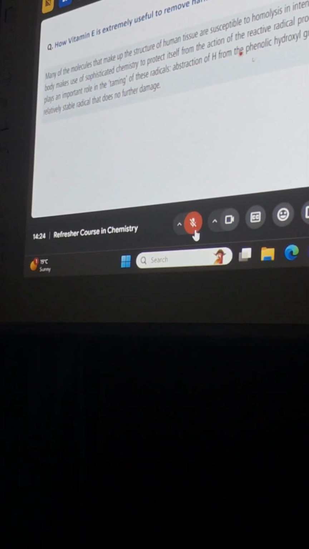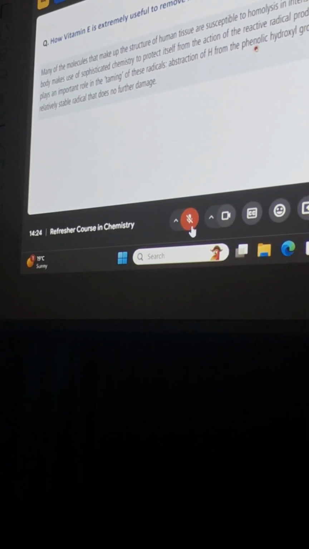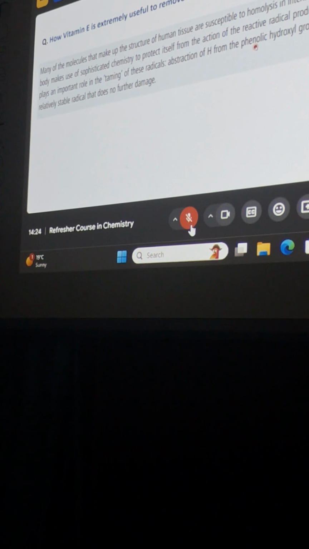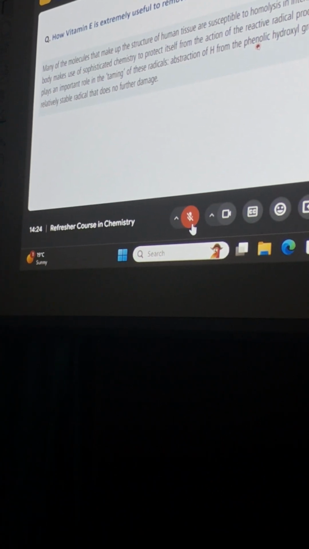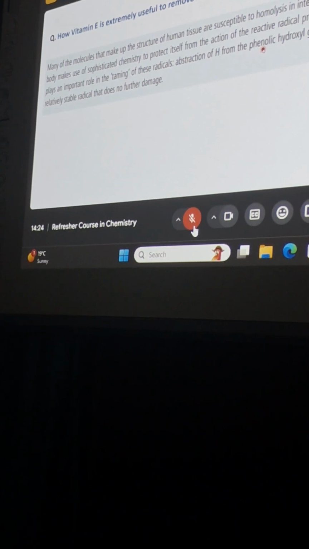by abstraction of hydrogen. How does it do it? That means vitamin E has some phenolic hydroxyl groups. As you may know, resveratrol and all these types of antioxidants also play this type of role, right?